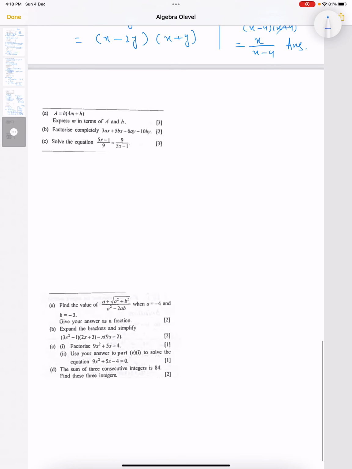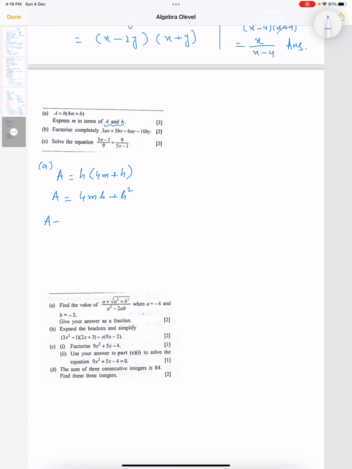The last page now. A part. A is equal to h into (4m plus h). Express m in terms of A and h. It means we have to make m the subject of this formula. So let's expand the bracket. It becomes 4mh plus h square.